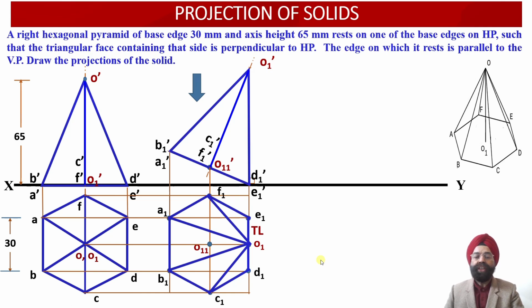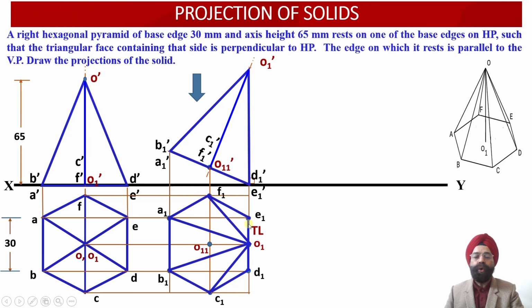So now the top view projections of this inclined hexagonal pyramid have been obtained. And now the front view and the top view projections of this inclined hexagonal pyramid have been appropriately obtained when the pyramid was inclined in such a way that it was resting on one of its base edges onto the horizontal plane, and one of the triangular faces, that is ODE, happened to be perpendicular to the horizontal plane.